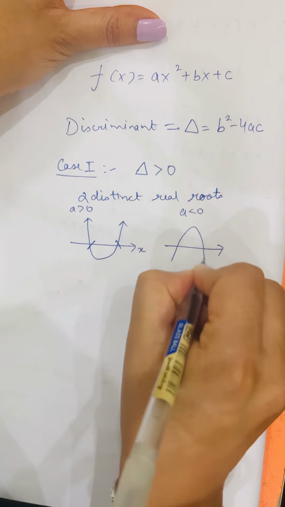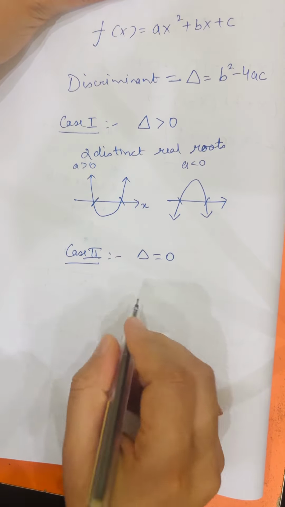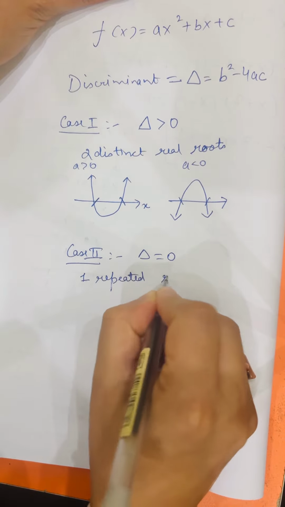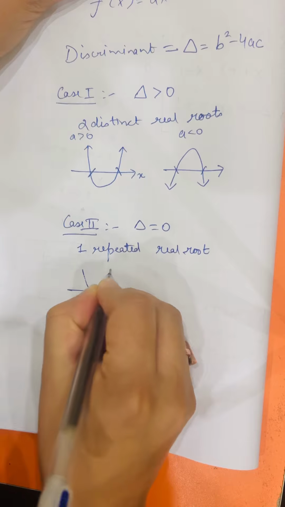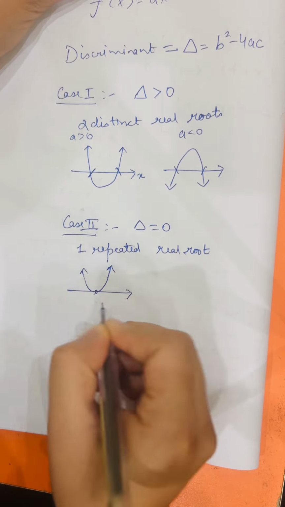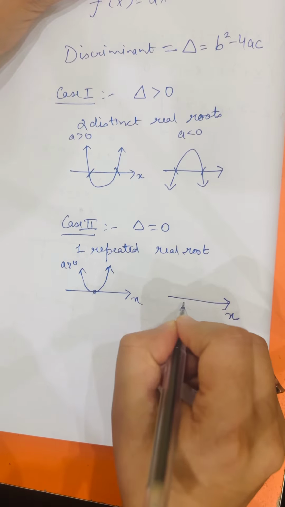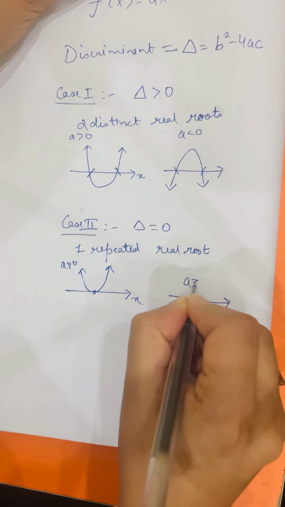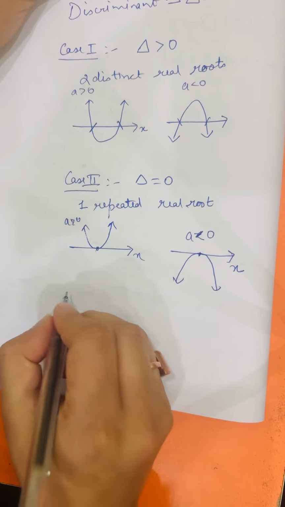Next case can be if we have the discriminant value equal to 0. So in this case we have one repeated real root, and the graph of the function will be somewhat like this. It will touch the x-axis at 1 point if a is greater than 0, and if a is less than 0, then it will be somewhat like this. Here it will touch, a less than 0, because in that case the shape will be concave down.